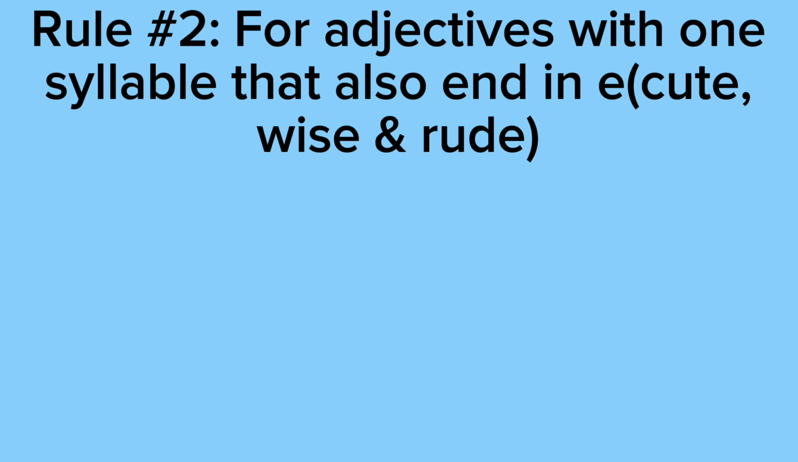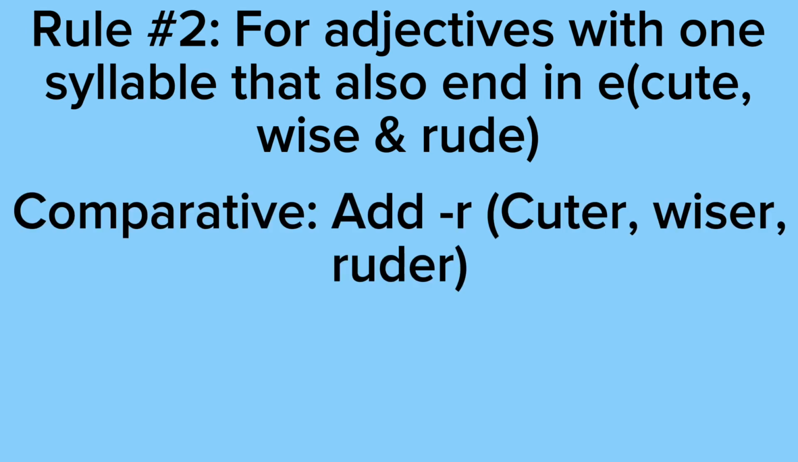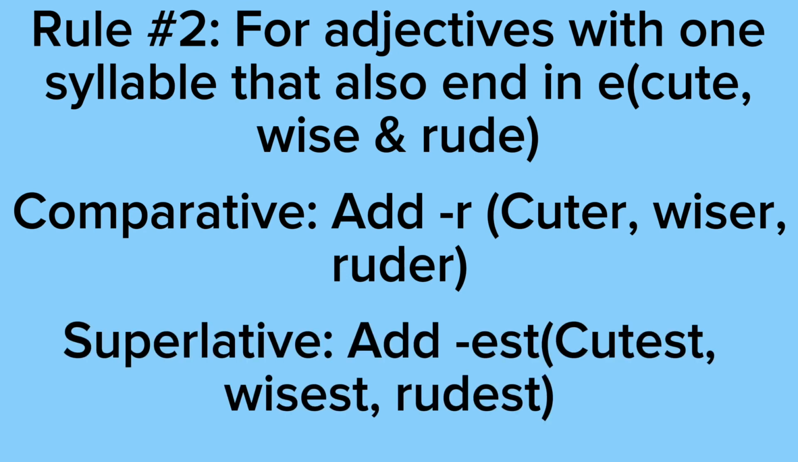So rule number 2, for adjectives with one syllable that also end in E, like cute, wise, and rude. For comparative adjectives, we would just add an R, so cute turns to cuter, wise turns to wiser, and rude turns to ruder. For superlative adjectives, we would add an est, so cute turns to cutest, wise turns to wisest, and rude turns to rudest.